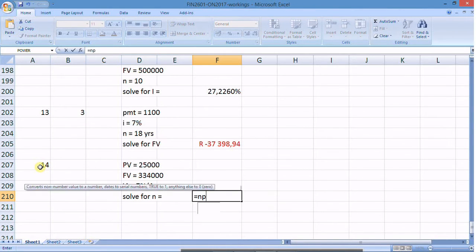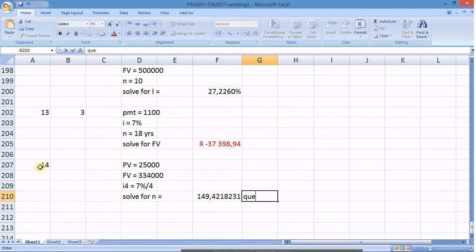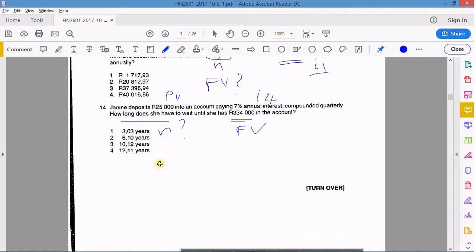Alright, so N, the rate was 0.07 divided by 4. Close brackets. Okay, the payment, no payment. The PV, negative 25,000. The future value, 334,000. Close brackets. That's quarters. Okay, this is quarters. Divide by 4 to get years. So this divided by 4 equals 37.35 years. What did they want it in?